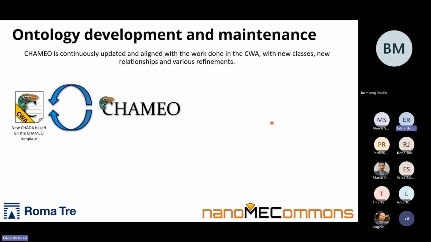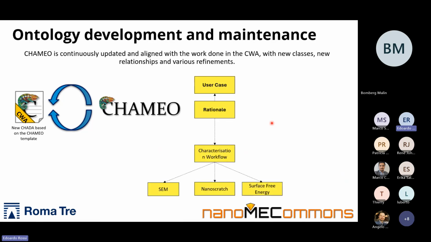So to maintain and develop an ontology, this is the last step toward, let's say, our example. You basically have to pick up a use case. You have to define a rationale on your use case. The rationale is basically why you are using a specific characterization for the specific use case you are analyzing.